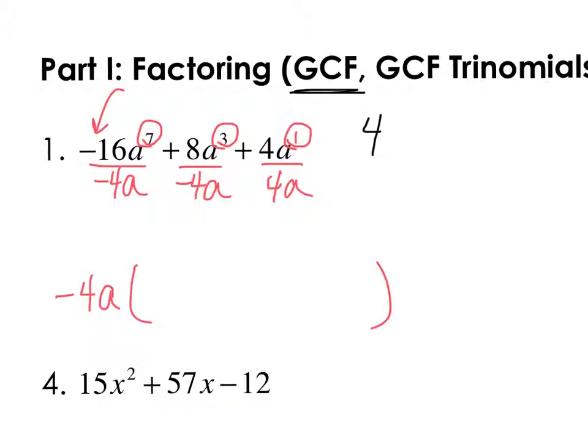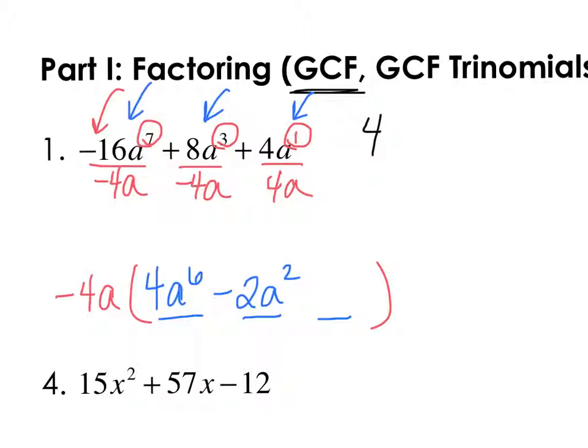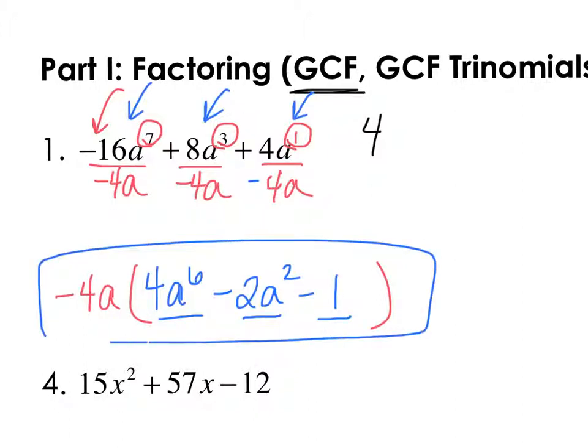Okay, I want to make a note that if there are 3 terms in the original problem, there are going to be 3 terms when you write your leftovers. So we got negative 16a to the 7th divided by negative 4a. That's going to be 4a to the 6th. 8a to the 3rd divided by negative 4a is going to be negative 2a to the 2nd. And 4a to the 1st divided by negative 4a is going to be negative 1. So you're done here, and your answer is negative 4a times 4a to the 6th minus 2a squared minus 1.